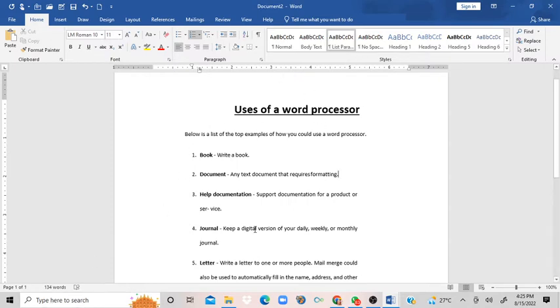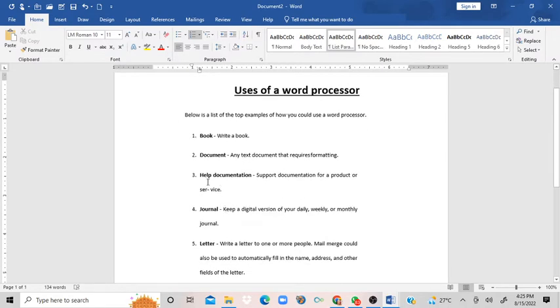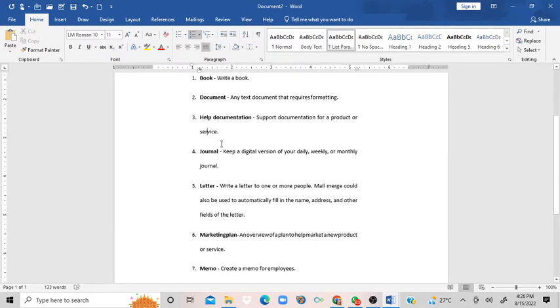So, on my screen are some of the uses. We can use it to write a book, we can use it to create a document. It also helps in documentation. Here we mean supporting documentation for a product or a service. Again, it is also used to keep what we call digital versions of our daily, weekly, or monthly journals.